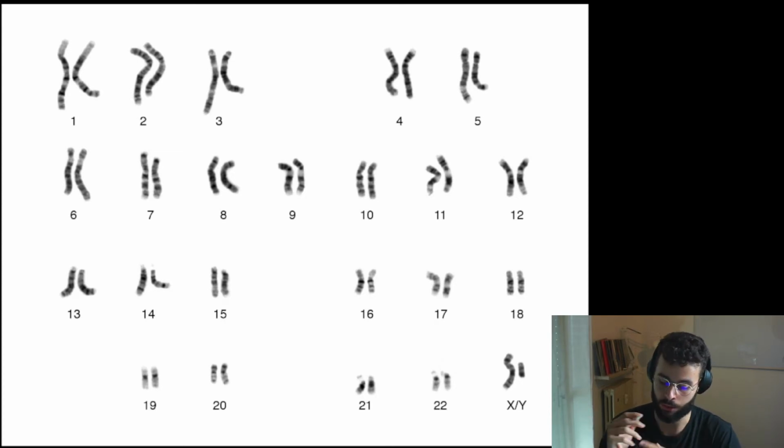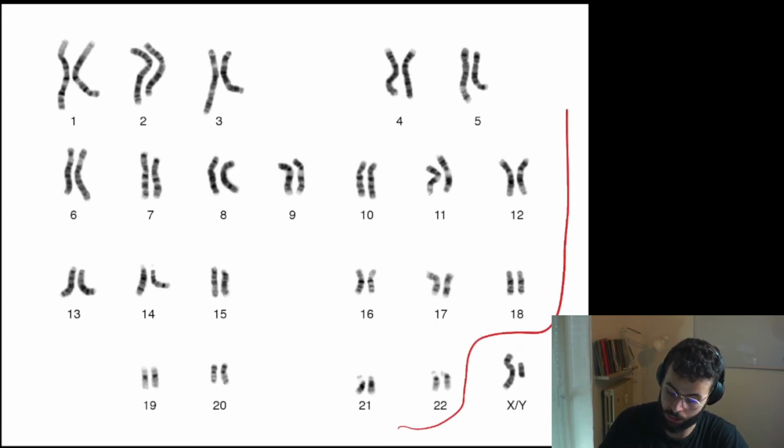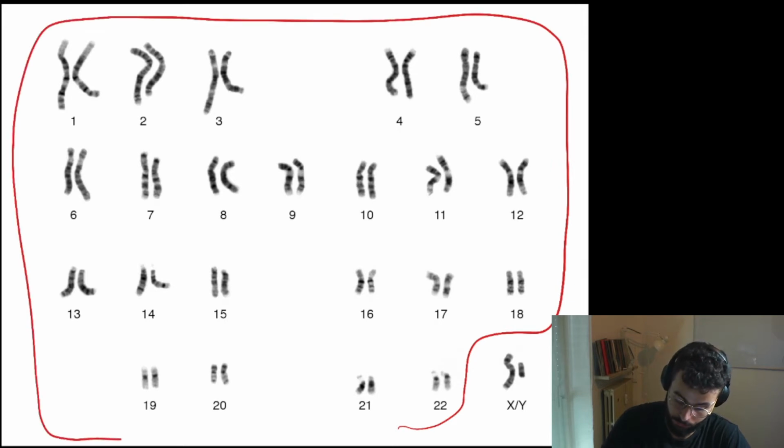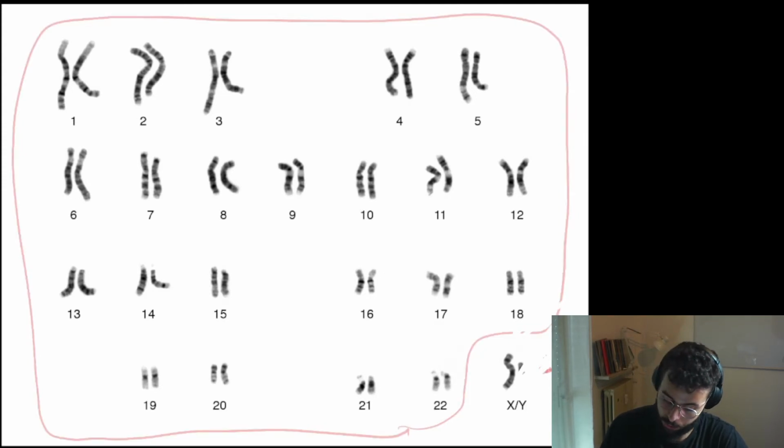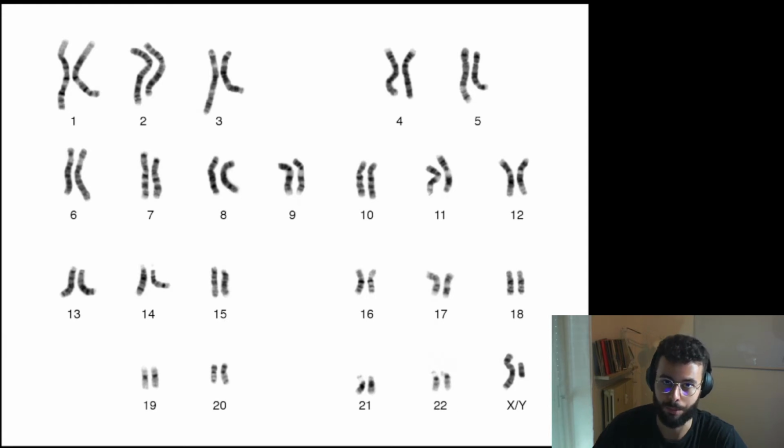Just for your general knowledge, we have 22 pairs that are called the autosomes. And we have the XY, which are the sex chromosomes. They are not actually a pair because they are different. When it comes to a woman, you will have XX, then it will actually be a pair. But when it comes to a male, you will have XY. Just for your general knowledge, don't worry, we will talk about it in the future. For now, remember that we have 23 pairs.